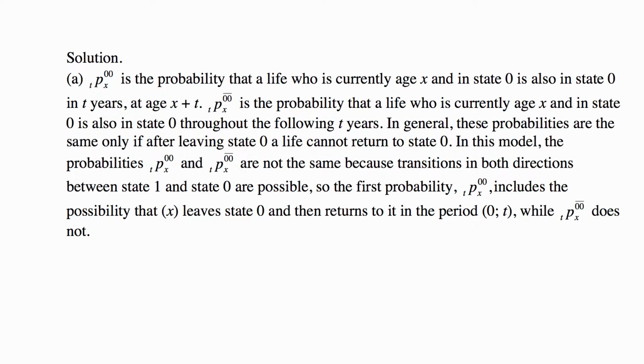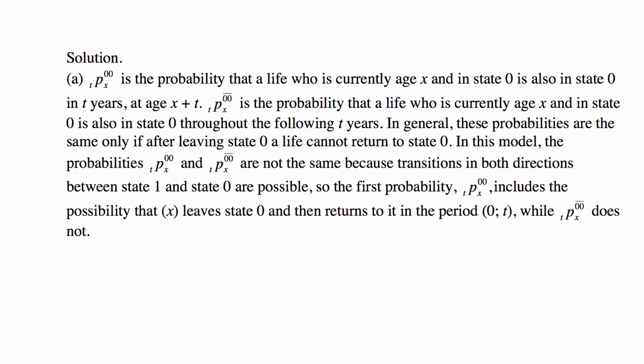tpx00 with a bar above it is the probability that a life who is currently age x and in state 0 is also in state 0 throughout the following t years, continuously all the time. In general, these probabilities are the same only if after leaving state 0 a life cannot return to state 0. In this model, the probabilities tpx00 and tpx00 with a bar are not the same because transitions in both directions between state 1 and state 0 are possible. We noted that when we look at the graph.